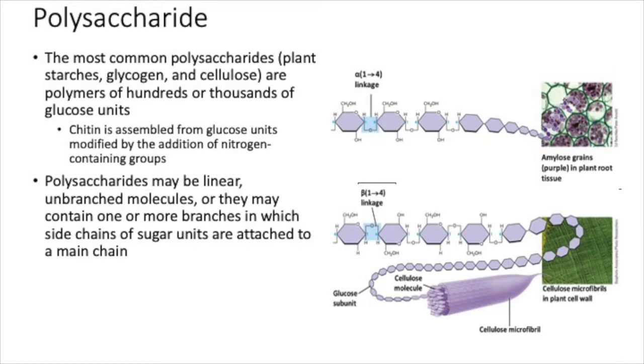Alpha 1 to 4 linkage can form up starch granules, right? They can form up these amylose grains and then put them into these vacuoles, right? And then store just a lot of starch in there. But then you have beta 1 to 4 linkage, right? Glucose cellulose units, which stores cellulose.